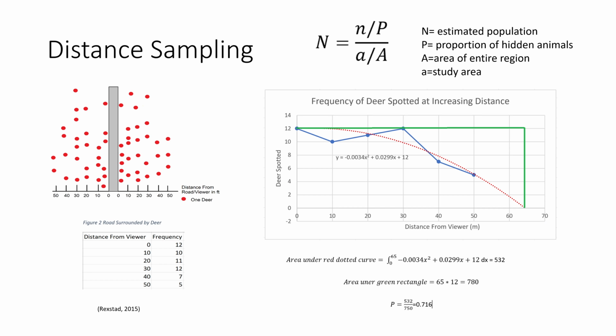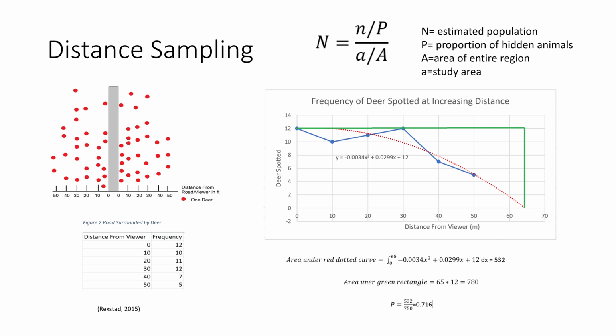A distance sampling approach involves finding the frequency of sightings at different distances from the viewer and using this to estimate the number of deer that were not spotted. In this example, the gray line represents a road and the red dots represent deer sightings. The example data shows that at a higher distance from the viewer, there are fewer sightings. Presumably, all deer just next to the road will be spotted, but further away, foliage or terrain could prevent a sighting. By graphing the number of deer spotted at different distances, the probability of a deer sighting can be estimated.